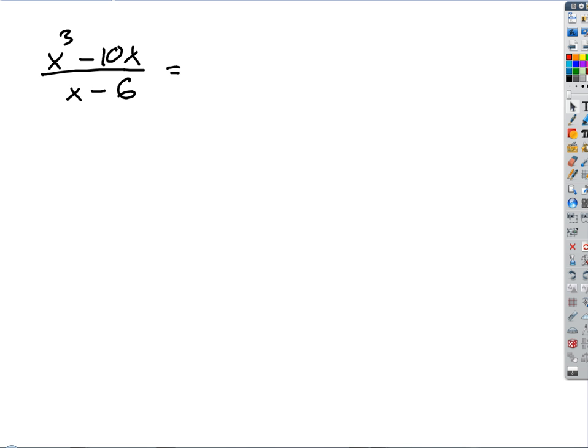All right, so how do we divide these? Very good. Yeah, we can use synthetic division here, can't we? Sometimes we're stuck doing long division, but when we can, synthetic division is much easier.